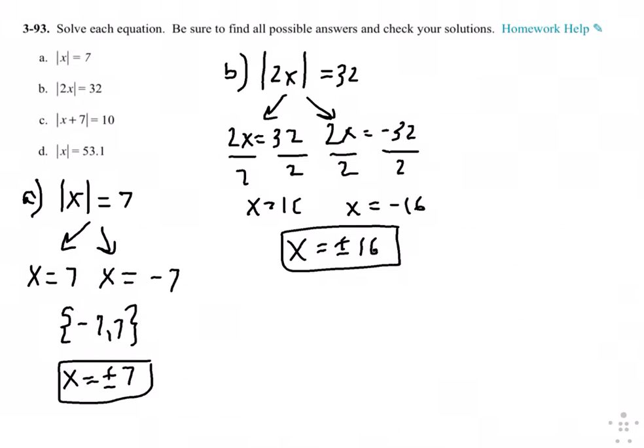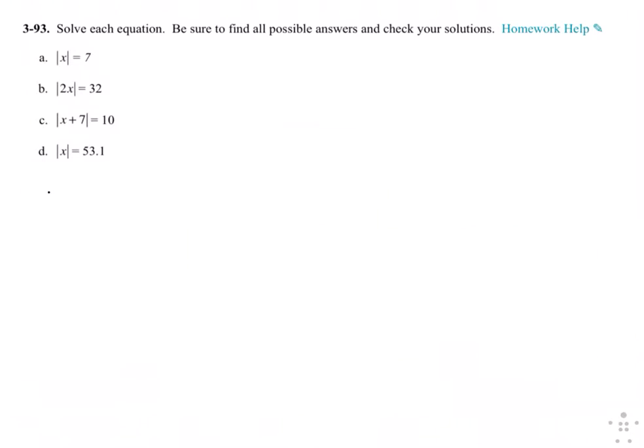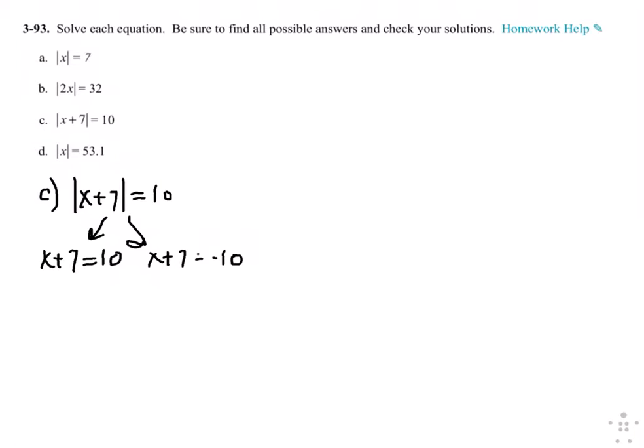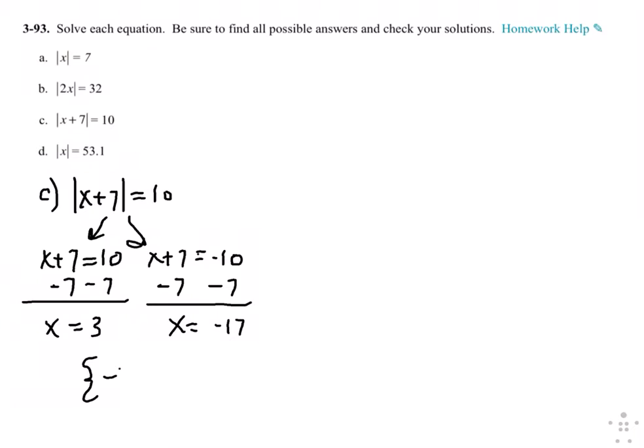Okay, let's make room for C. For C, we have the absolute value of x plus 7 equals 10. So we split it. x plus 7 equals 10, and x plus 7 equals negative 10, right? The opposite of that right side. So we subtract 7 from both sides, and we get x equals 3. Subtract 7 from both sides, we get x equals negative 17. So the solution set is negative 17 and 3 for C.